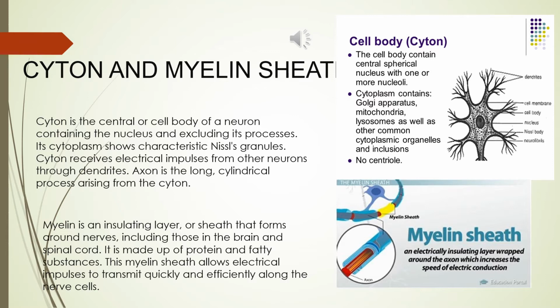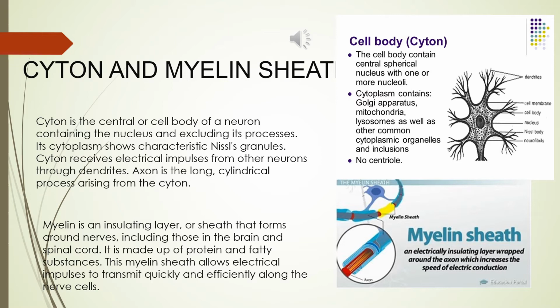And the total thing is called cell body or cyton. Next, myelin is an insulating layer or sheath that forms around nerves, including those in the brain and spinal cord. It is made up of protein and fatty substances. This myelin sheath allows electrical impulses to transmit quickly and efficiently along the nerve cell. So actually it acts like an activator in our neuron, which activates the transmission.